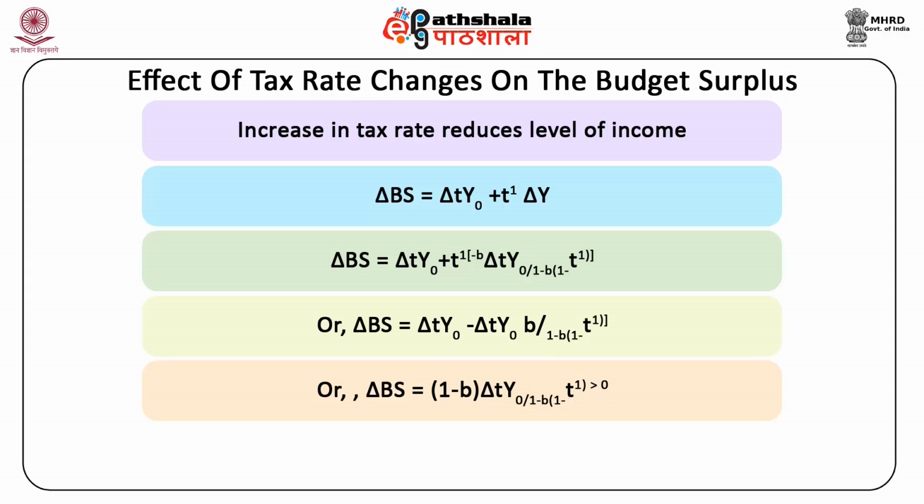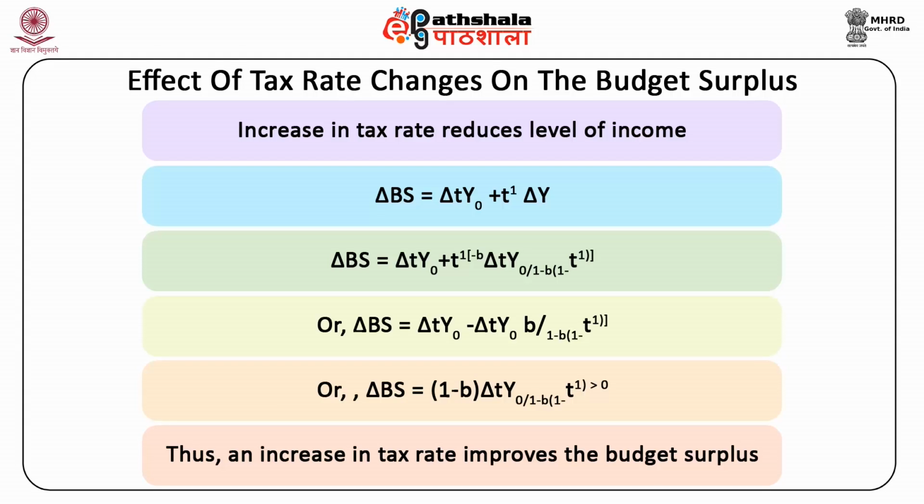Or change in Bs is equal to (1 minus b) into change in t into Y naught divided by (1 minus b into 1 minus t) to the power 1, which is greater than 0 and is given as equation 21. Or change in Bs is positive as proved in equation 21. An increase in tax rate improves the budget surplus.